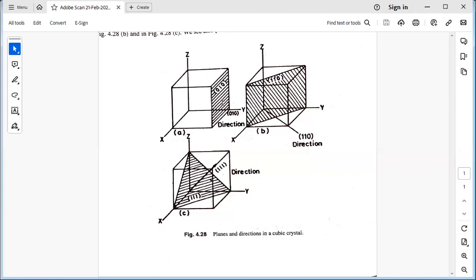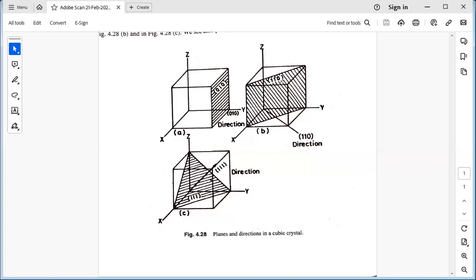Then coming to the crystal planes. The crystal planes are the planes containing some atoms. For example, this is the 0, 1, 0 plane. The shaded part of this unit cell is the 0, 1, 0 plane. This plane cuts the y-axis at the point 0, 1, 0, and that is why it is called the 0, 1, 0 plane. This plane is parallel to the x-axis and the z-axis, which means it never touches the x-axis and the z-axis.